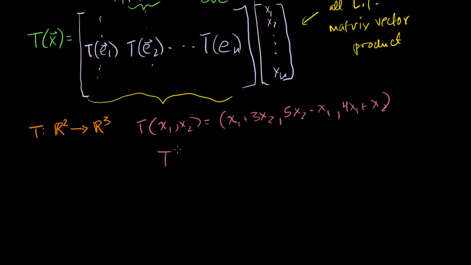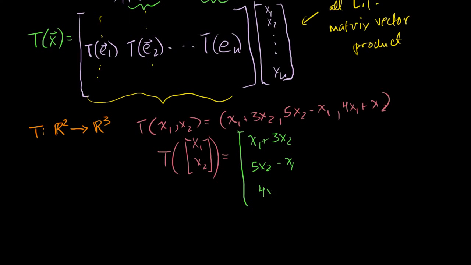I could write T of any vector in R2, x1, x2, is equal to x1 plus 3x2, 5x2 minus x1, and then 4x1 plus x2. Maybe this is just redundant, but I think you get the idea. I like this notation better. This statement and this statement I just wrote are equivalent, and I like to visualize this a little bit more. Now, I just told you that I can represent this transformation as a matrix-vector product. How do I do it?